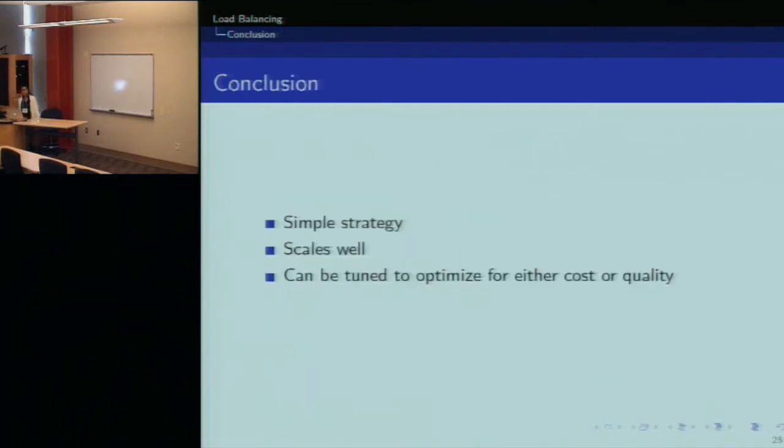So in conclusion, we have proposed a simple strategy which is fully distributed, using partial information about the global state of the system. It's very tunable. You can optimize either for cost or quality, and there are various parameters you can tune and play with to optimize for application-specific requirements. It also scales well, primarily because it's a fully distributed strategy.